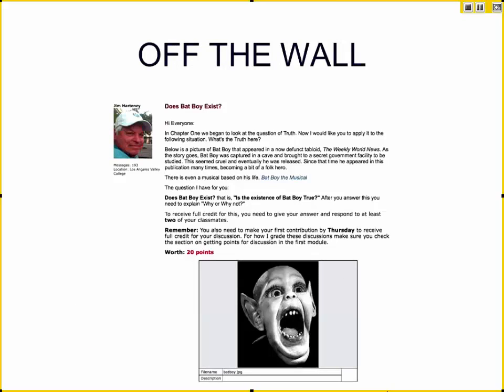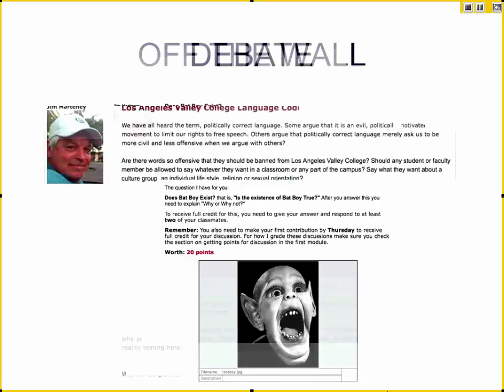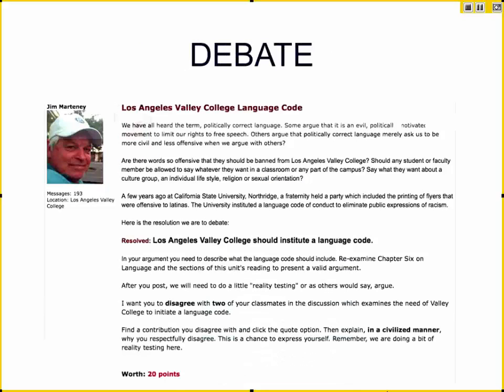Anybody know who Bat Boy is? You've heard of Bat Boy. Weekly World News, and hysterical, this kind of like a mascot. And so basically I want to go, does he exist? The right answer is I don't know, but they immediately want to make certain assumptions and so on. So this is totally off the wall, and he becomes kind of like a mascot for our class.